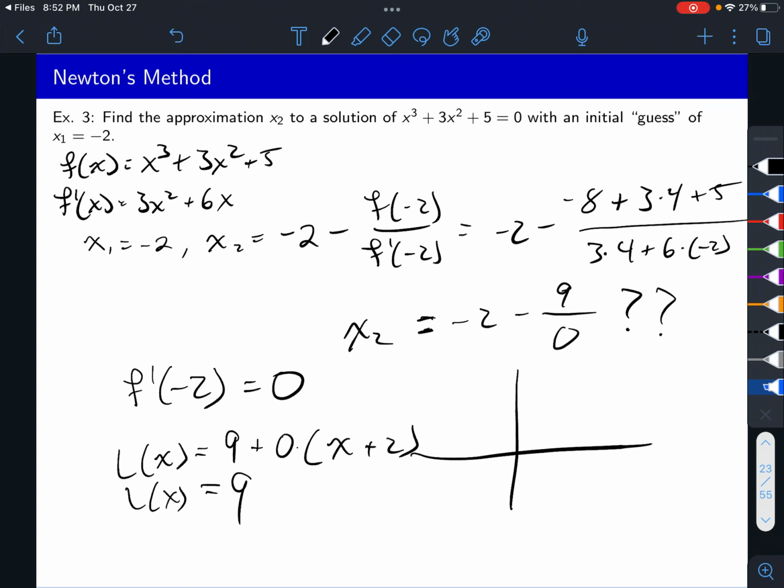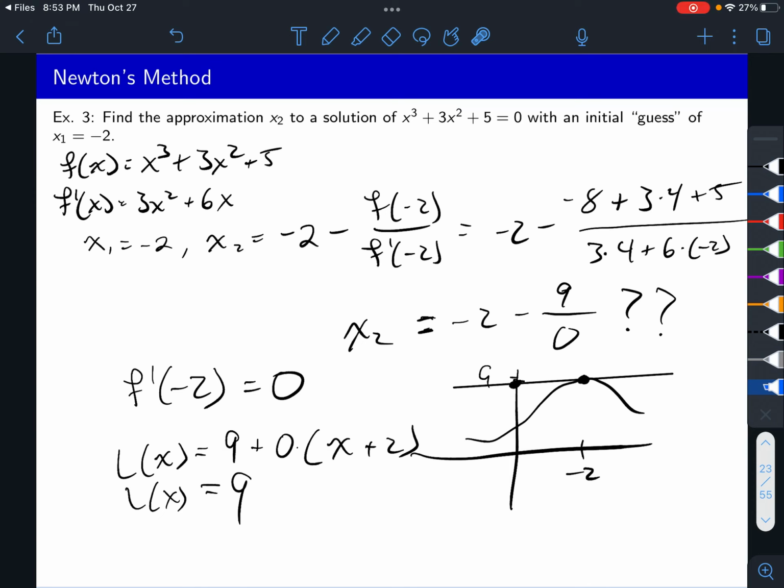Graphically, what does that mean? That means that, so here is -2, and then here would be 9. This means that if f prime is equal to 0 at this point, the slope of our tangent line is 0. So this is just a straight horizontal line.